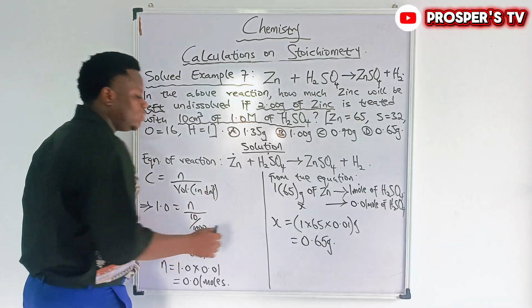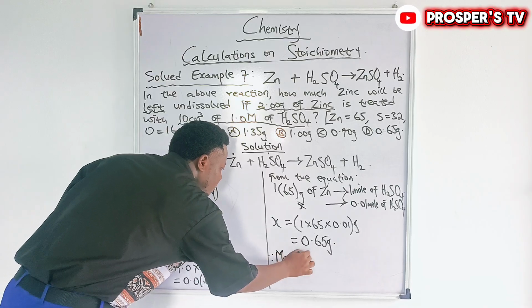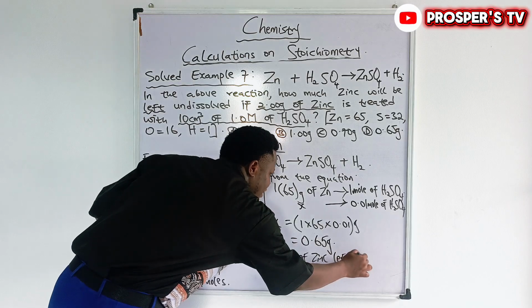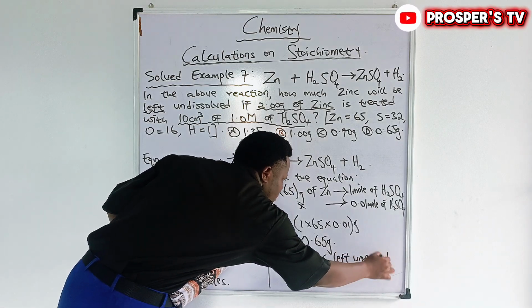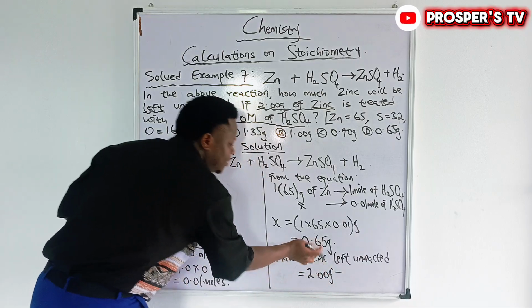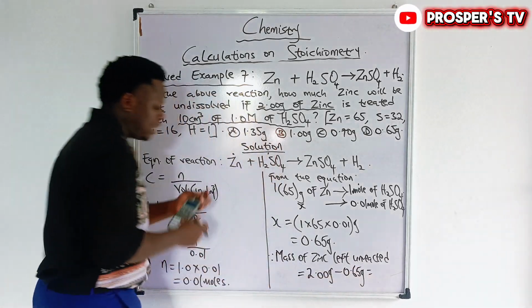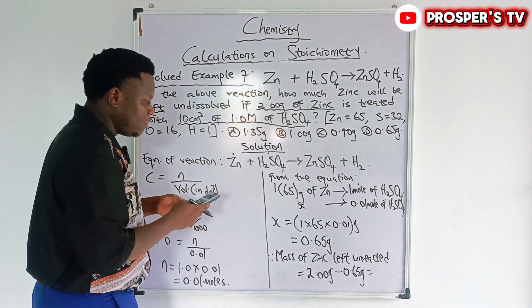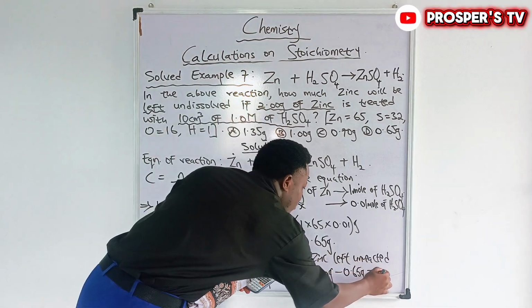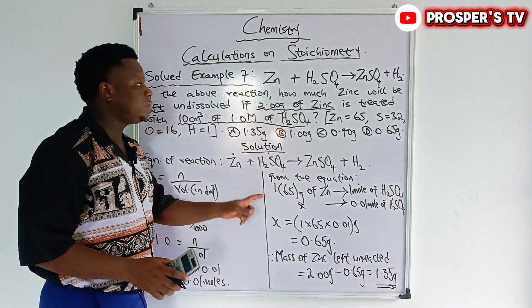That's what it means. So we simply say, therefore, mass of zinc left unreacted will simply be equal to the mass you supplied minus the mass that actually reacted. So you punch your calculator and that gives you your final answer. So we have 2 minus 0.65. So that gives you 1.35 grams. So that becomes the solution to this particular problem.